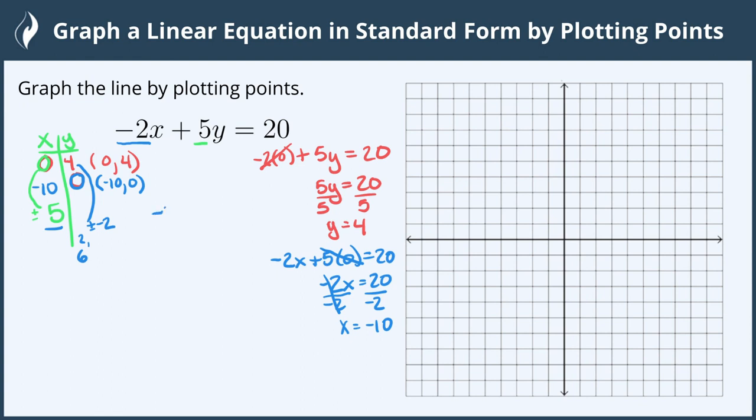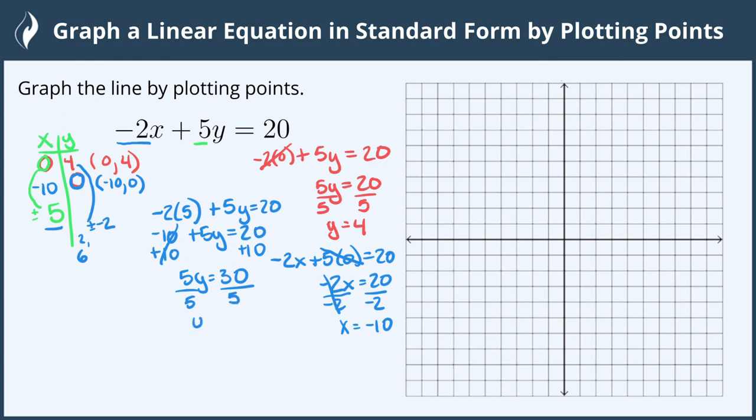So we'll go ahead and do negative 2 times positive 5 plus 5 times y equals 20. Negative 2 times 5 is negative 10 plus 5y equals 20. Add 10 to both sides, and we end up with 5y equals 30. Divide both sides by 5, and y equals 6. And you'll see that this number 6 is a whole number, which makes it much easier to graph than if we had found a fraction. So this ordered pair is positive 5, positive 6.